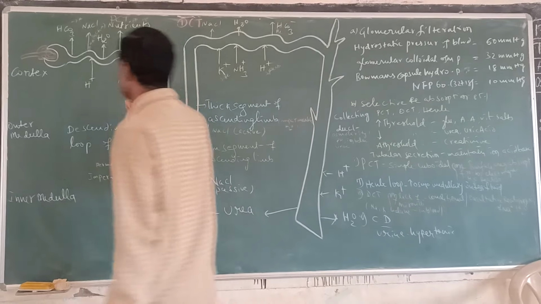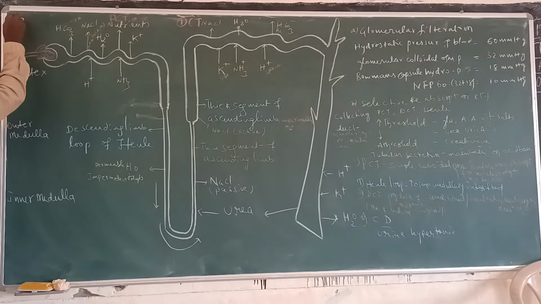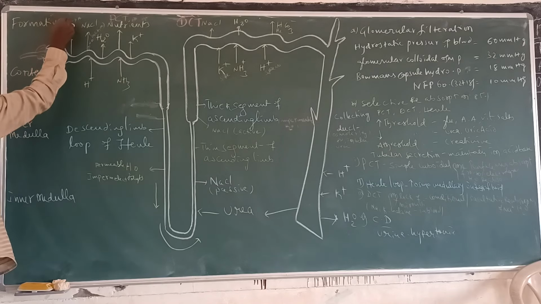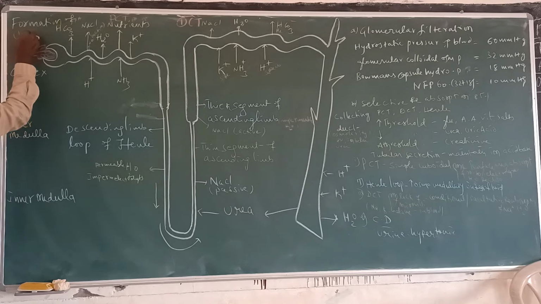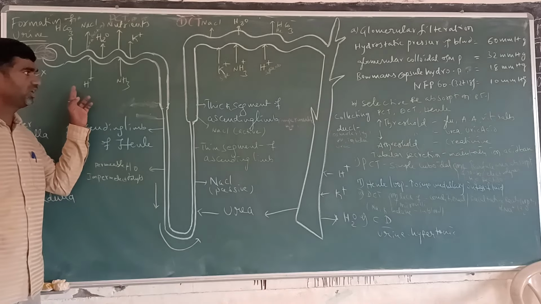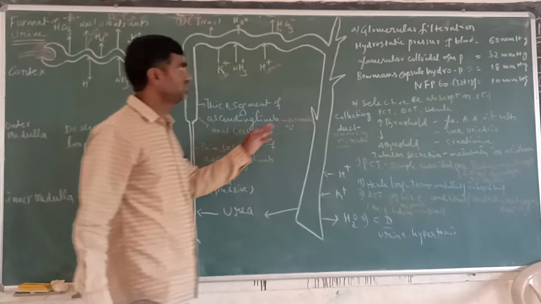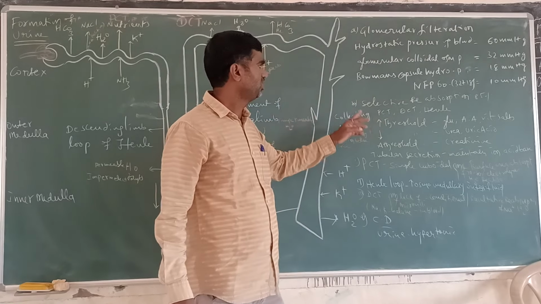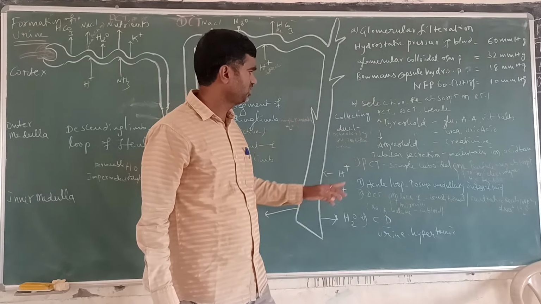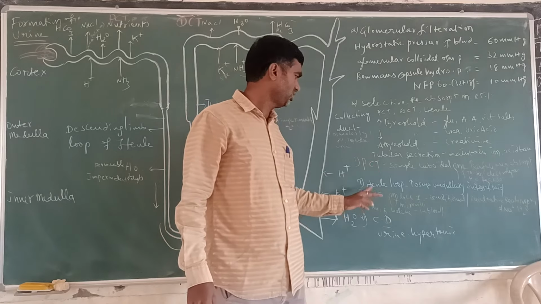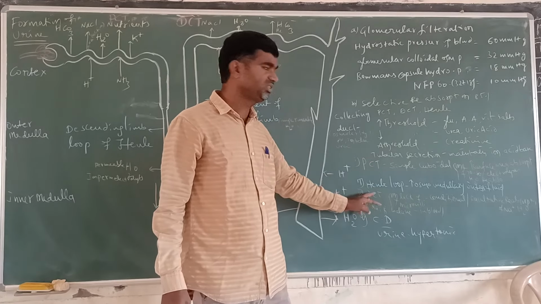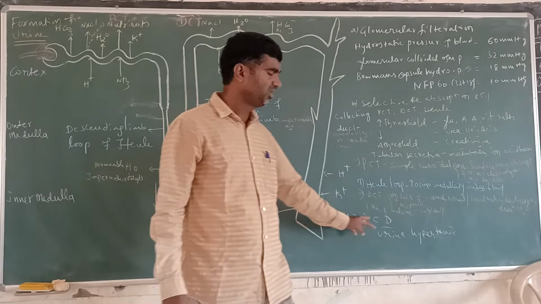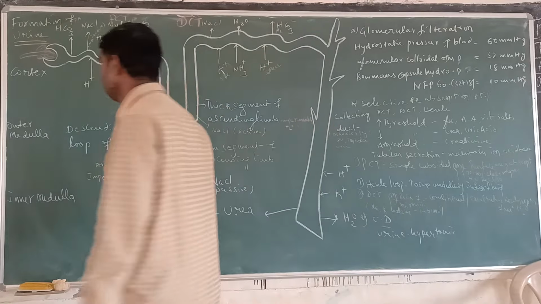Alright. Then next is the formation of urine. Formation of urine depends on: number one, glomerular filtration; then selective reabsorption; and the loop of Henle, DCT (distal convoluted tubule) and collecting ducts.